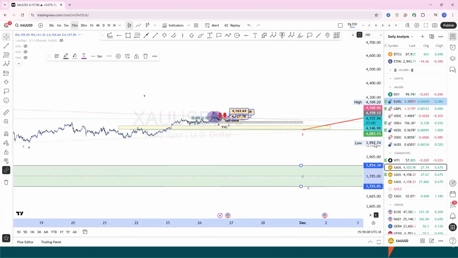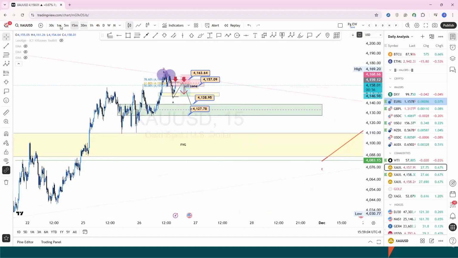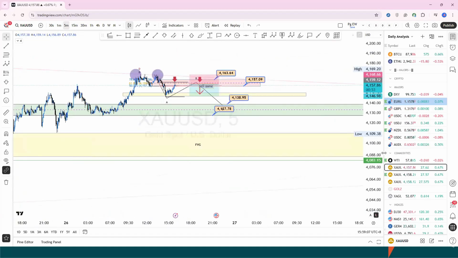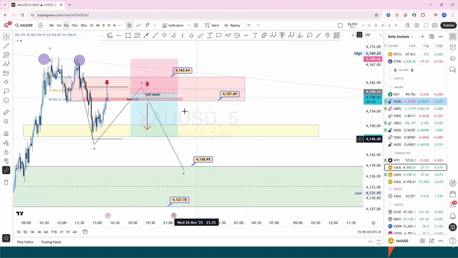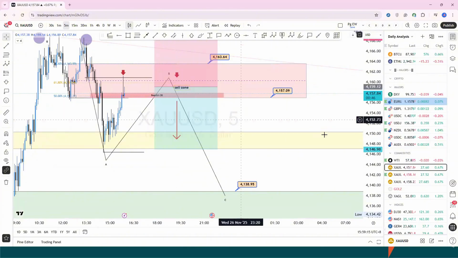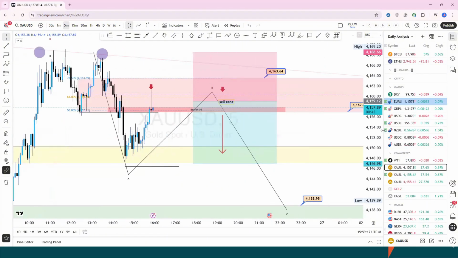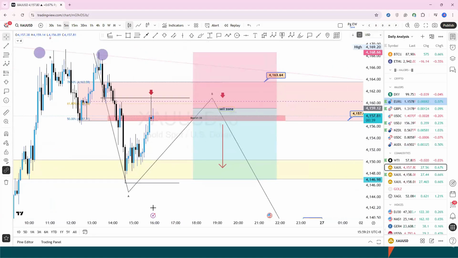All right, that should be all for today. Let me know if you have any questions, or you can ask me again in the next webinar. I'm gonna monitor this sell zone, and we'll see whether price falls from this level. We have another like 1 minute for the London session to open.